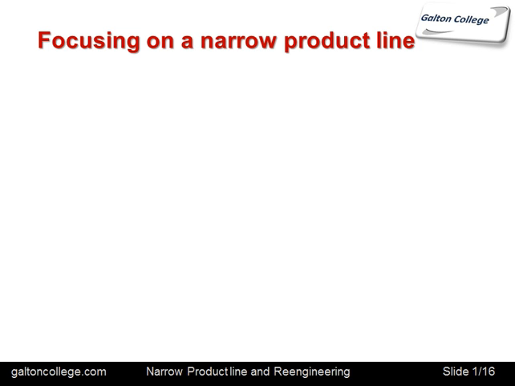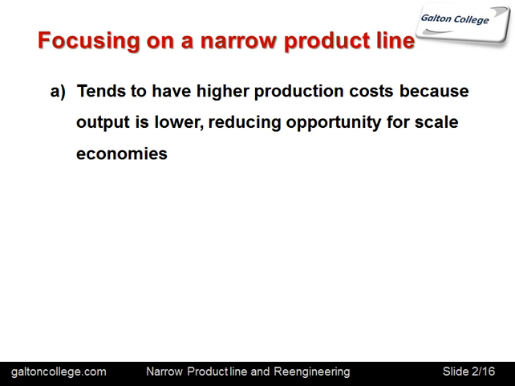Well, this tends to have higher production costs because output is lower. A narrow product line means one set of products are being produced. So output tends to be lower, so it has higher production costs. The fixed costs of production, for example, the buildings and the overheads in general, they are all borne by this single line of production, which means that production costs will tend to be higher.